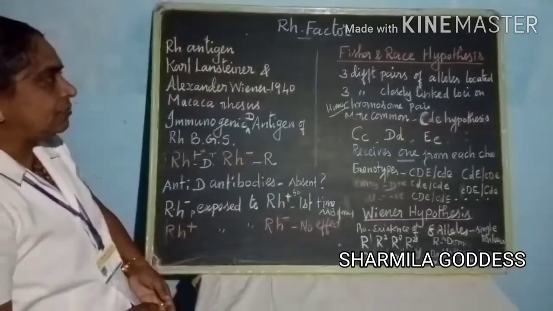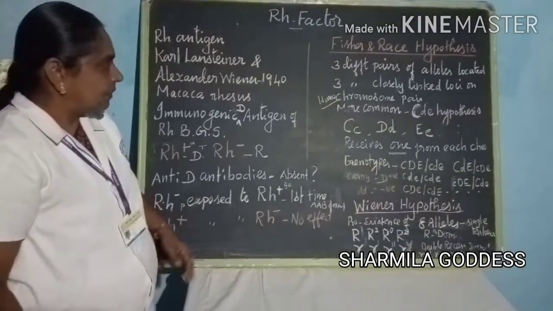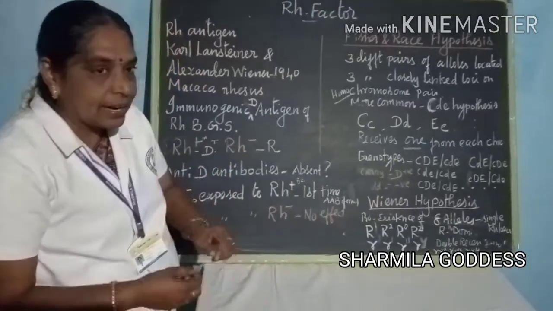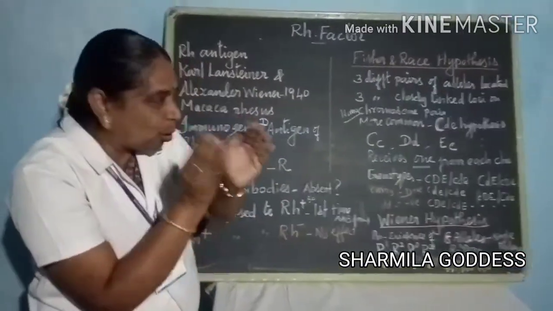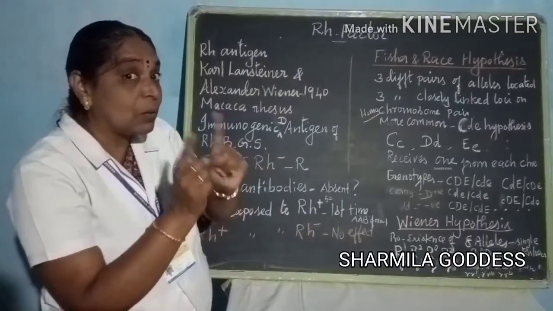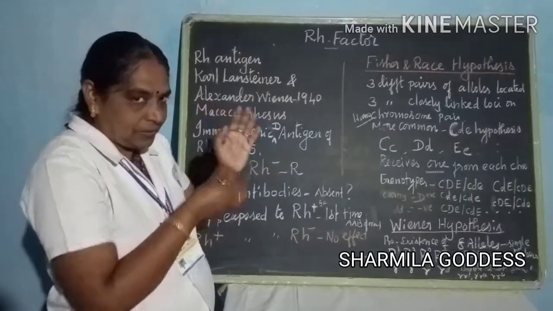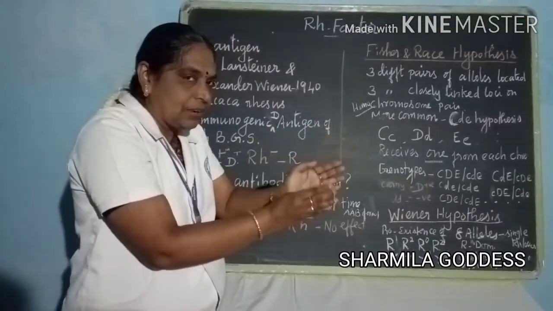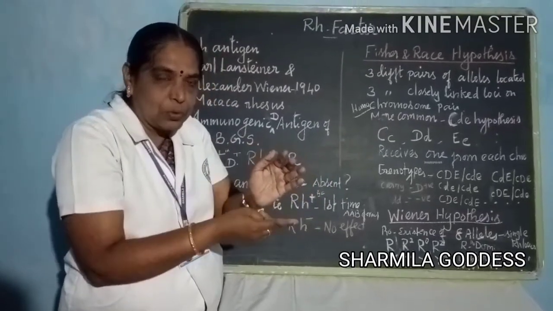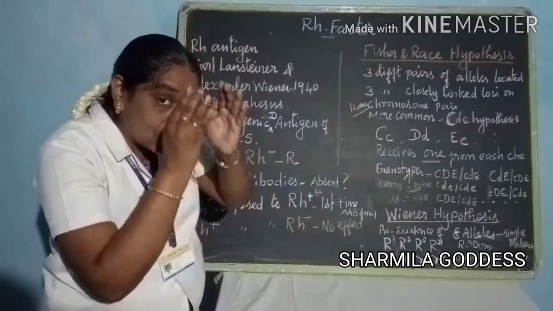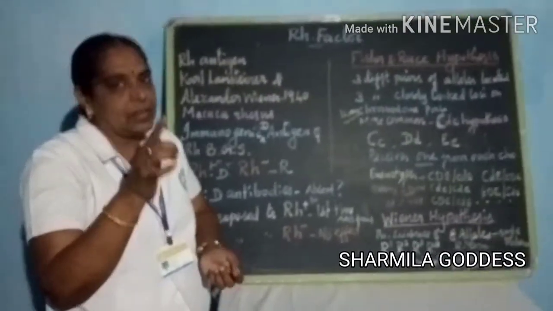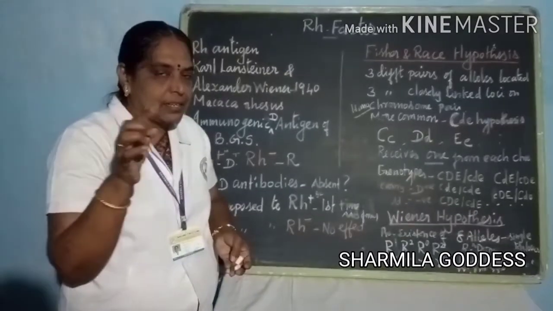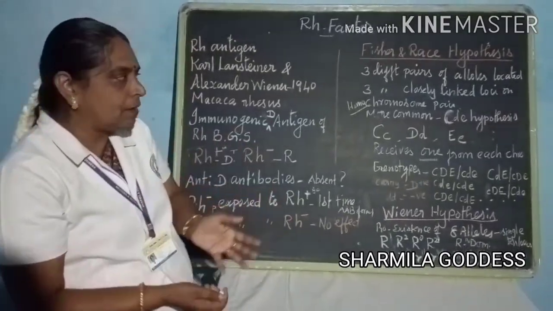Now next is the Fisher and Race hypothesis. This is also about the RH factor. Three different pairs of alleles are located at three different, closely linked loci on the homologous chromosome. Locus is singular, loci is plural. Already I explained what a homologous chromosome is and what a heterologous chromosome is. Homologous means the same type of chromosome.